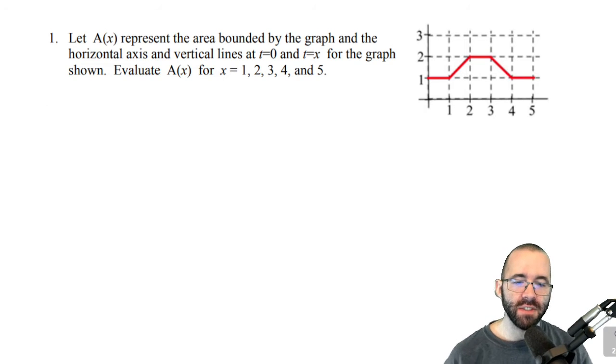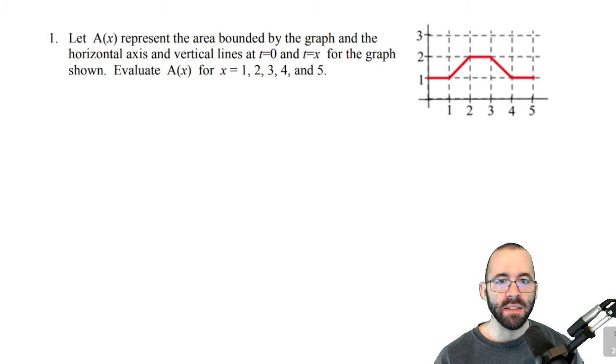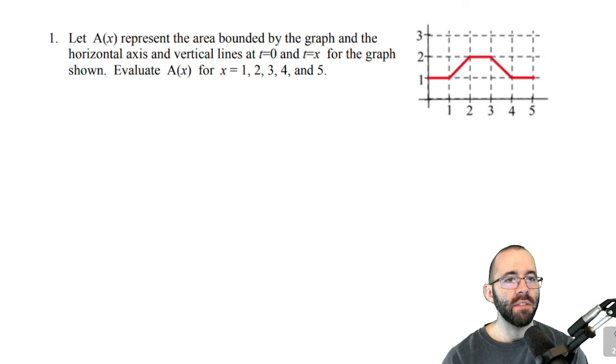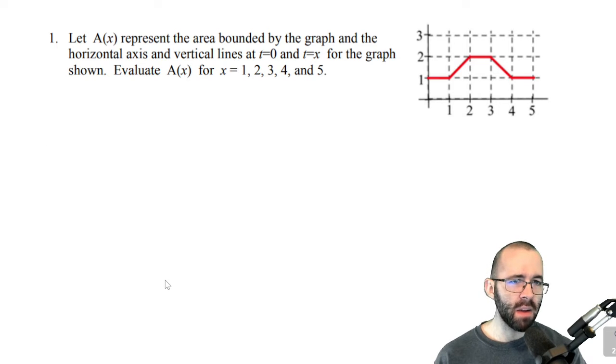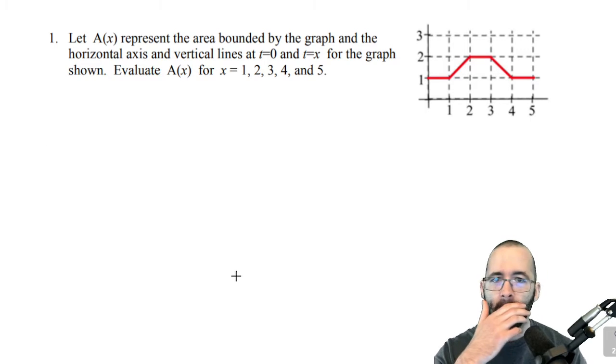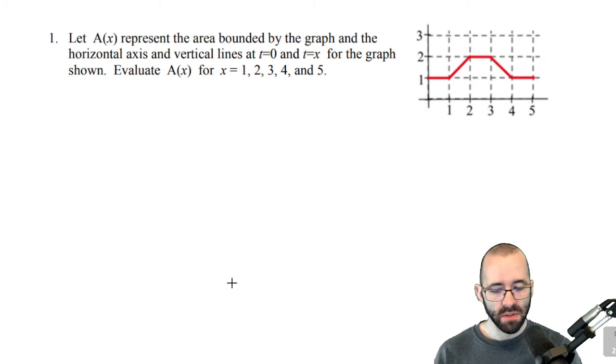Last video of the section, let's do some homework problems together from the book. So let A of x represent the area bounded by the graph and the horizontal axis and the vertical lines 0 and t. That might not make too much sense, but let's keep reading for now. Evaluate A of x for x equals these values.